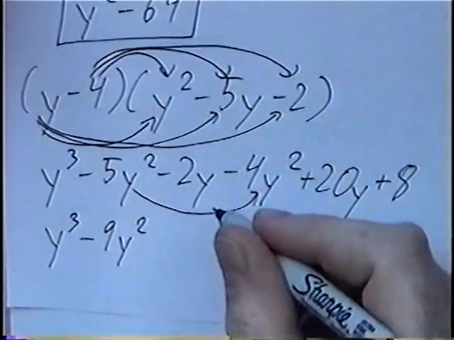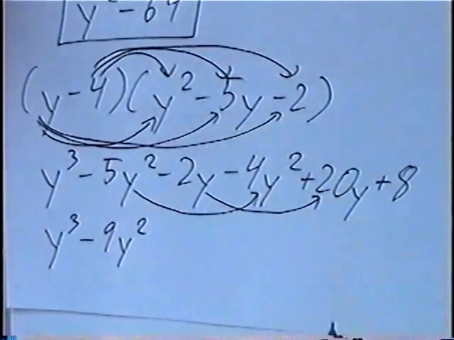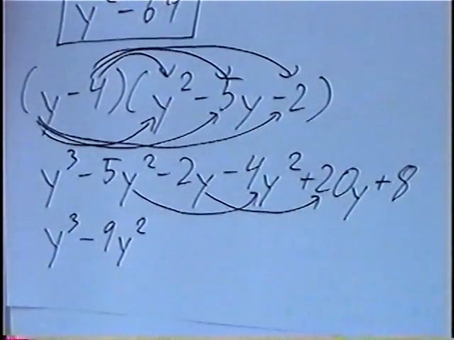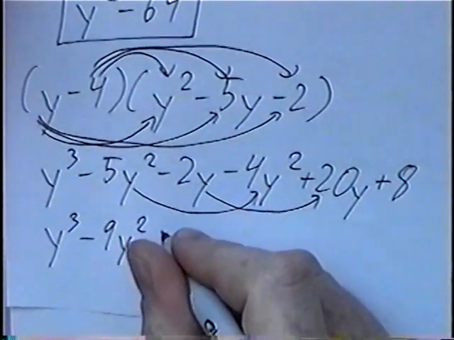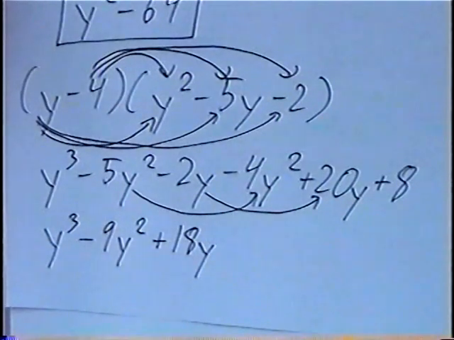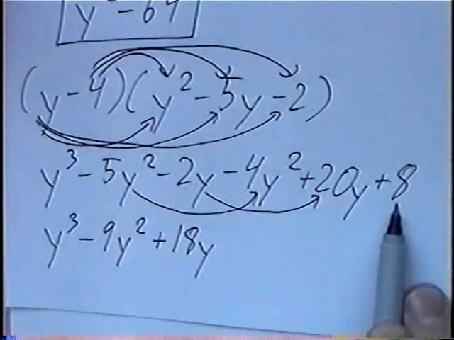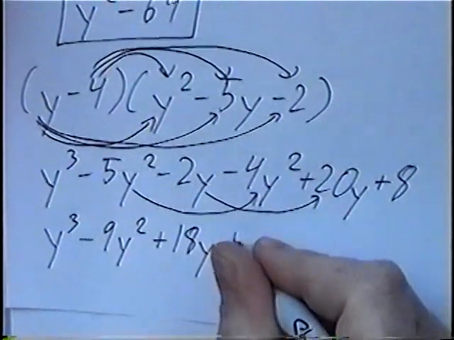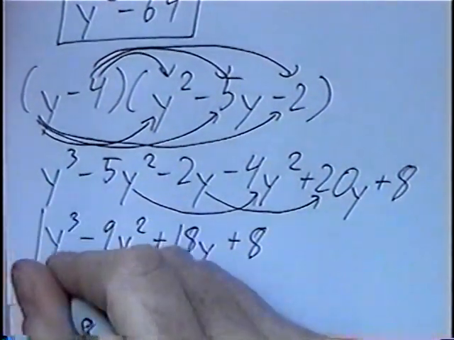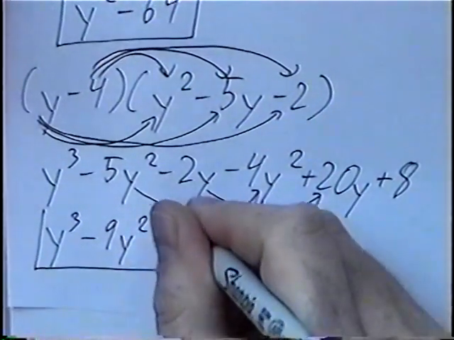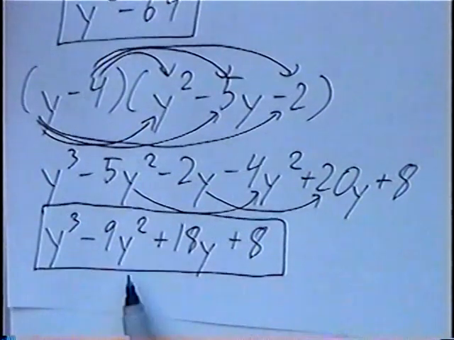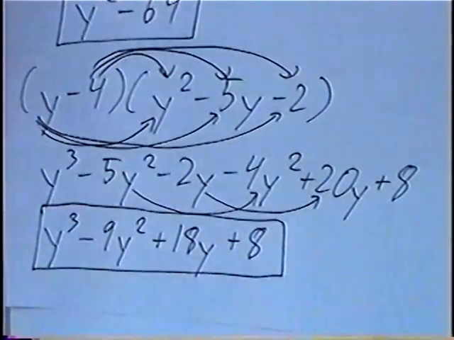Combining the y's, negative 2y plus 20y. Negative 2 plus 20. Subtracting those and keeping the bigger sign, we'll have positive 18y. And the single number 8, our last number with no other number to combine, would stay as positive 8. So our final answer after multiplying the binomial times the trinomial will be y to the third power minus 9y squared plus 18y plus 8.